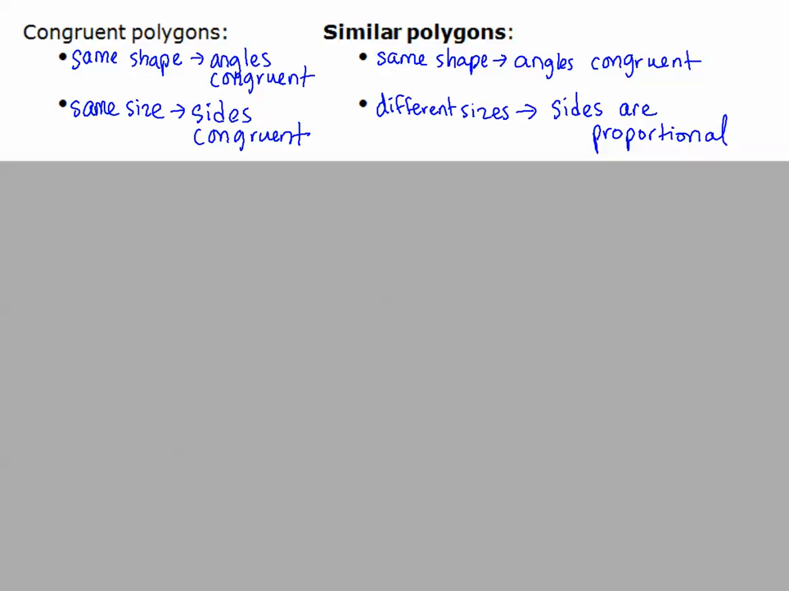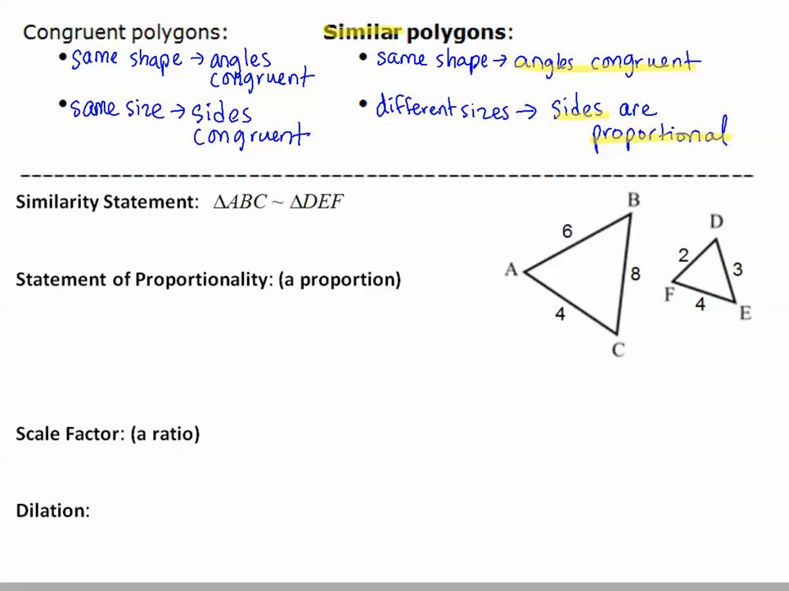So now as we're studying similar polygons, remember that for similar polygons, the angles must be congruent while the sides must be proportional. Let's take a look at how to describe two similar figures. This picture shows two similar triangles. How do I know they're similar? From the similarity statement. This statement right here, triangle ABC is similar to triangle DEF.